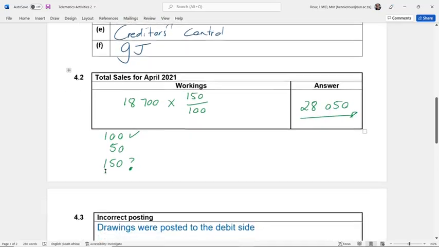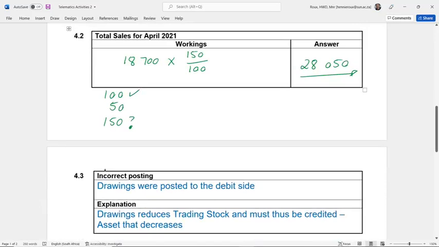The next question, they said that we've posted incorrectly. And which one was incorrectly? On the debit side, they've shown drawings. And that can't be because trading stock is an asset. And we know that assets increase on the debit side and decrease on the credit side. So if the owner took trading stock for his own use, how can trading stock increase? Therefore, that one must be shown on the credit side, the other side. So that is our mistake. They debited trading stock instead of credited.